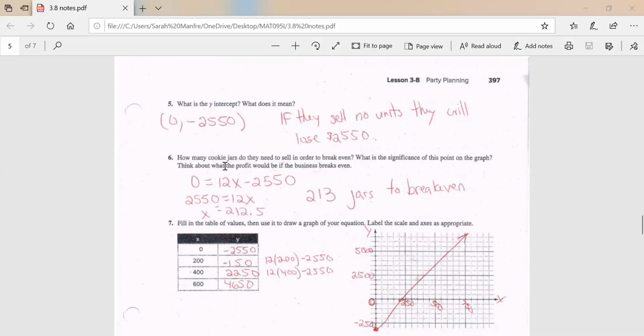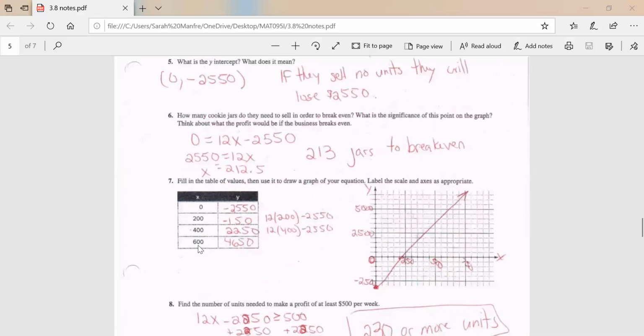And we're going to use this equation that we have. We're going to fill in this table, so you should have this. And you would get a graph that looks like this. So here's my y-intercept. I know my x-intercept is 213, which is going to be right about here, which gives me that line.